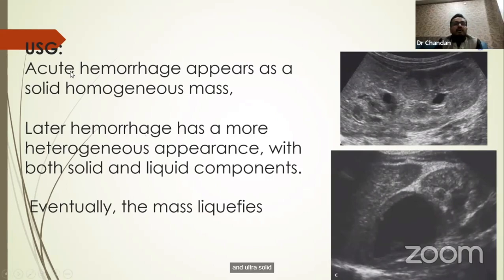On ultrasonography, acute hemorrhage appears as a solid homogeneous mass, and later on the hemorrhage has a tendency to become liquefied with the progression of time. So it leads to a heterogeneous appearance, and eventually the mass completely liquefies and appears cystic, whereas the hemorrhage appears initially as a solid homogeneous mass.